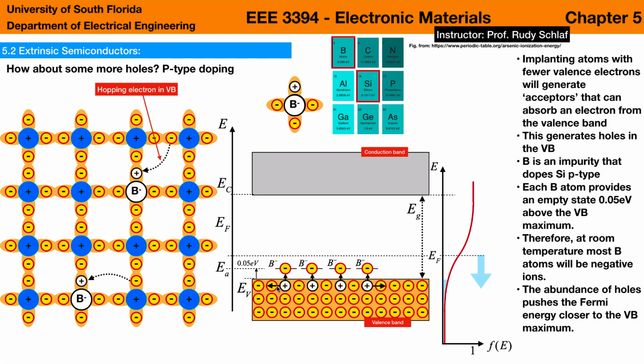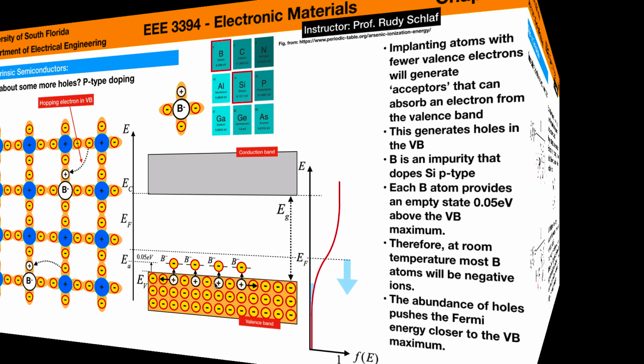How much energy does it take to get an electron onto the boron? Well, in this case it's 0.05 electron volts, so it's a little bit more than in the case of the arsenic ionization, but still it's very close to kT, so most of these boron atoms will contain an electron at room temperature, and so that generates 1-for-1 a hole in the valence band.